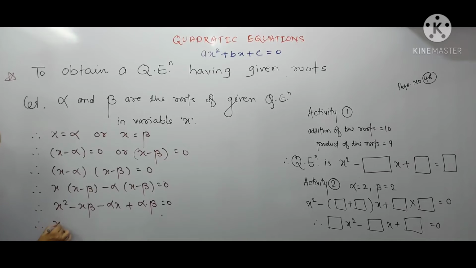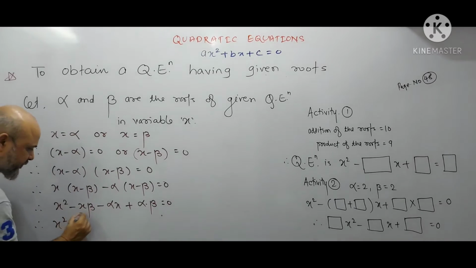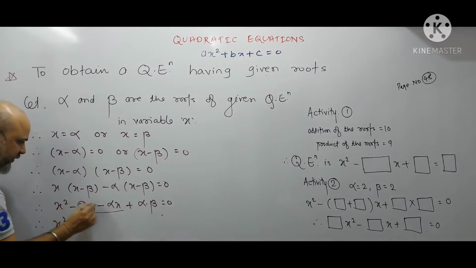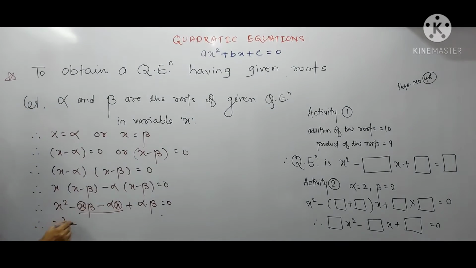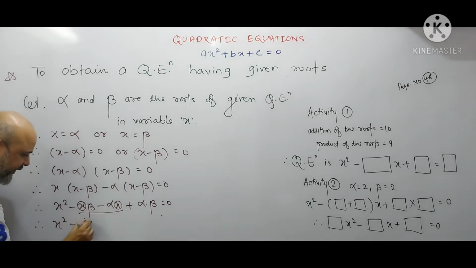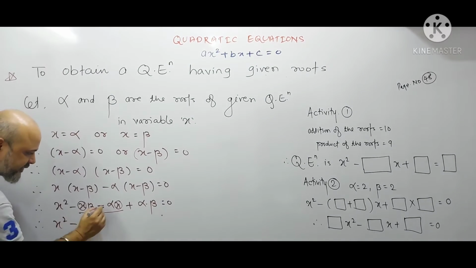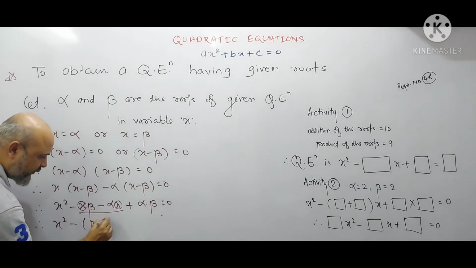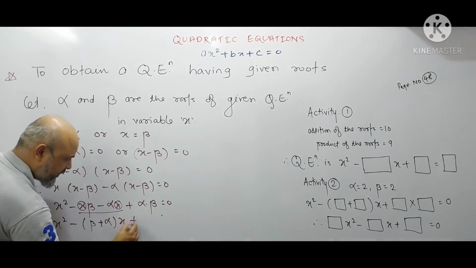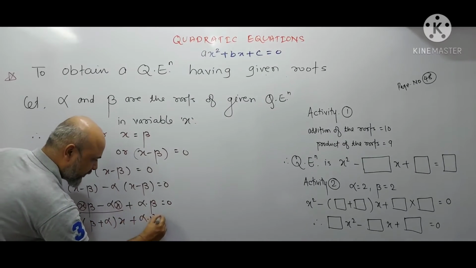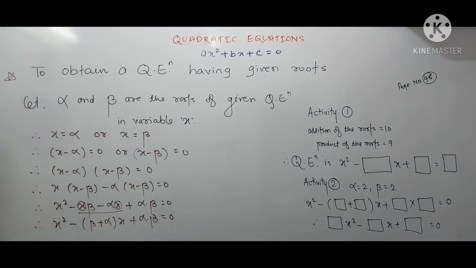Therefore this will be x square minus, in these terms we will take x as a common. So when we take minus x as a common, what will you get? From here you will get beta, and because of this minus sign this becomes plus alpha x plus alpha into beta, this is equal to 0.